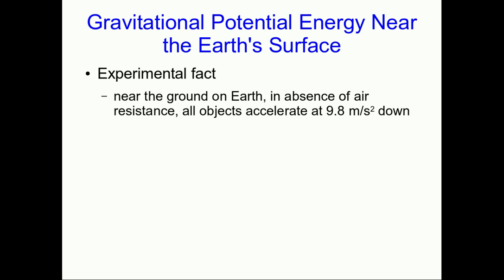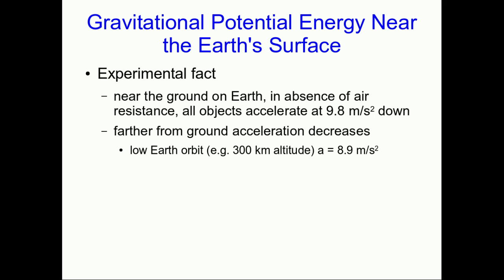Here are some experimental facts, some of which you already know. On Earth, near the ground, as long as we can ignore air resistance, all objects accelerate at about 9.8 meters per second squared down. You might not realize, though, that the farther from the ground you get, the lower that acceleration is, so that, for example, 300 kilometers up, it's about 8.9 meters per second squared, and out in geosynchronous orbit, it's down to 0.22 meters per second squared.